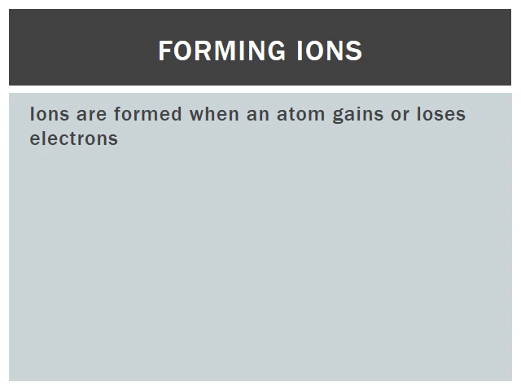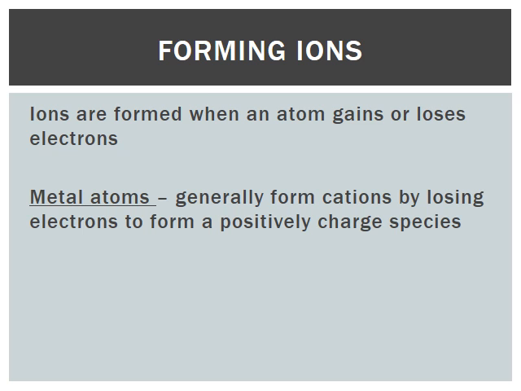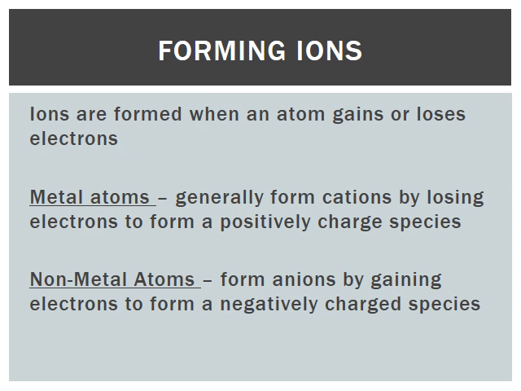So how do you form ions? Well, ions are formed when an atom, as in the previous slide I discussed, gains or loses electrons. For metal atoms, they generally form cations, and the way they do this is by losing an electron to form a positively charged species, a cation. And in terms of non-metal ions, they are formed from non-metal atoms where the atom gains electrons to form a negatively charged species because there's more electrons.